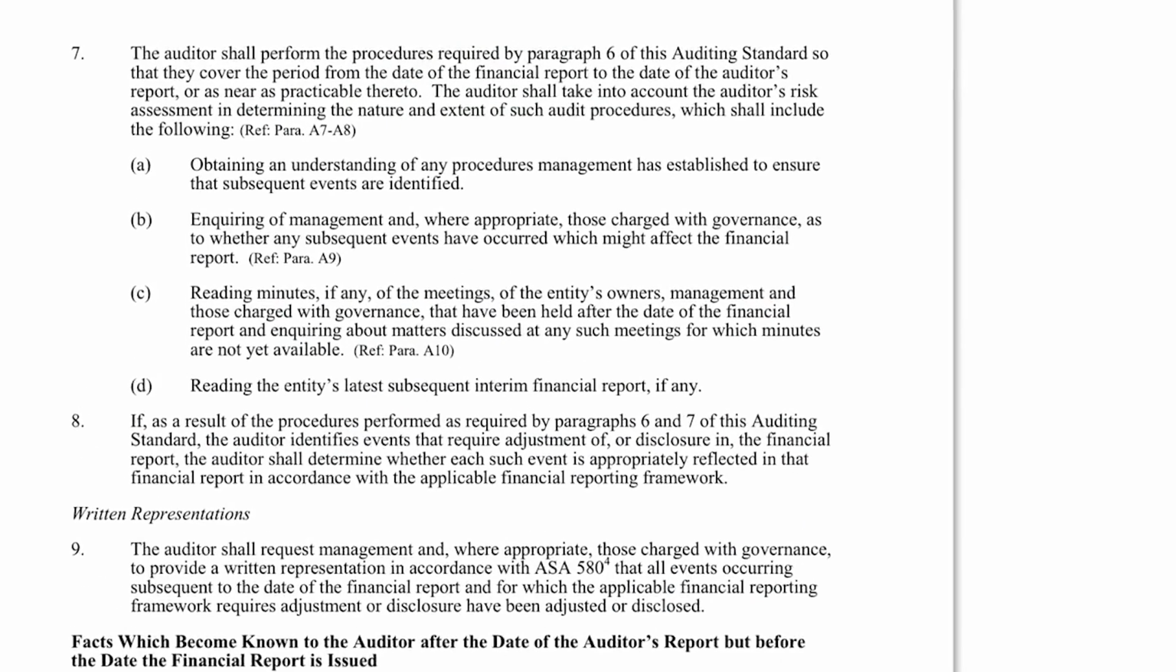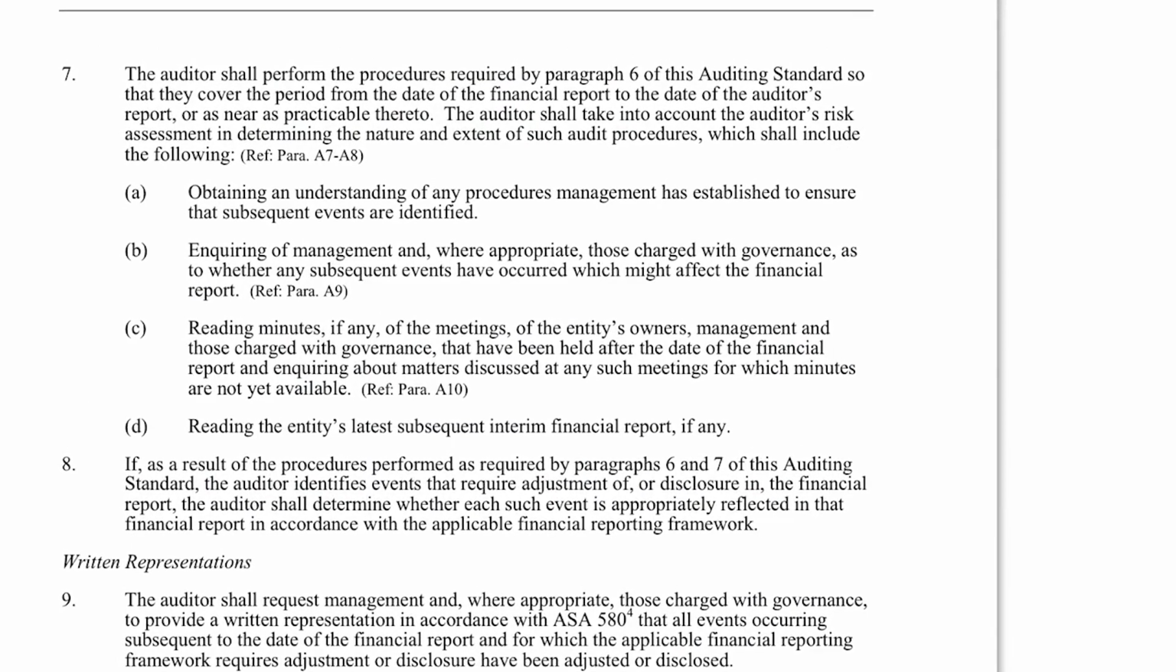Now, what sort of procedures do we need to do? There's a specific list here. Understand how management knows that they're going to have subsequent events. Talk to management about whether there are any subsequent events that we should know about. We'll look at a whole lot of documentation to see if we can identify any more, and look at any subsequent interim financial statements. So what happens if we find events that require adjustment or disclosure?